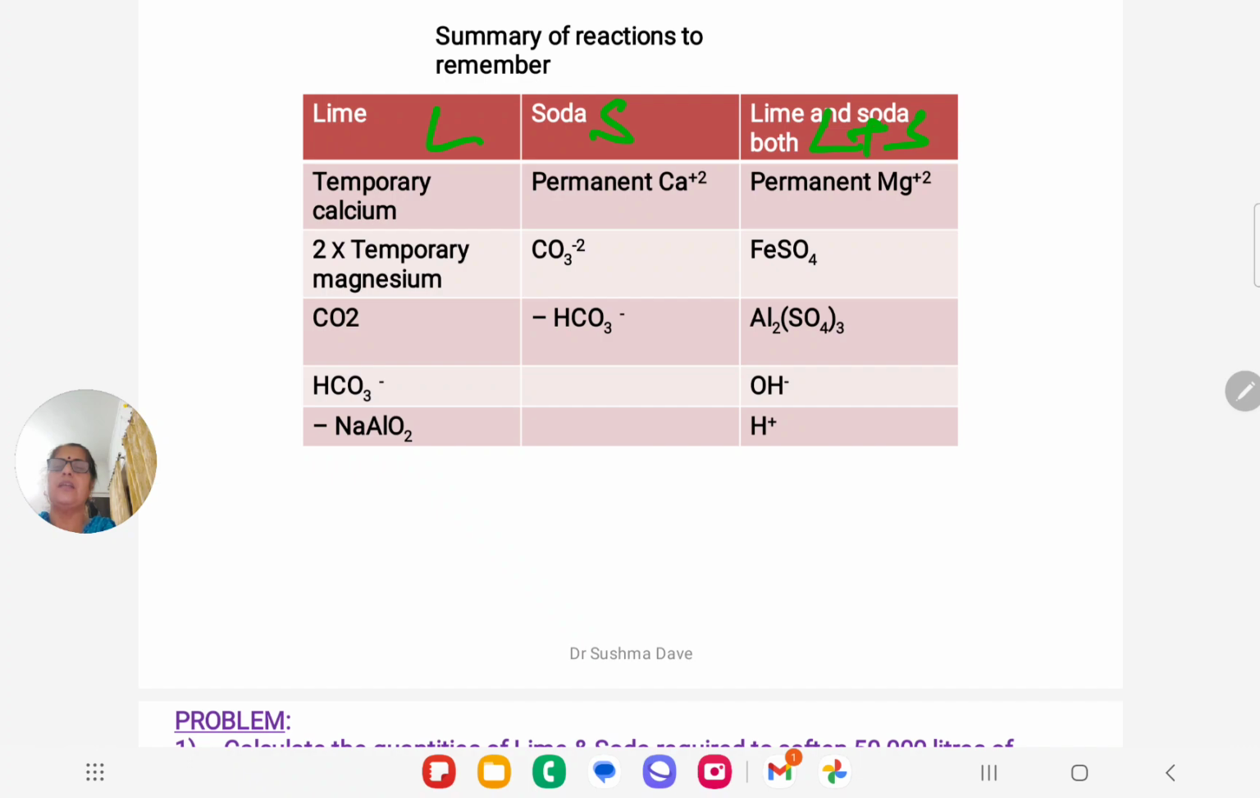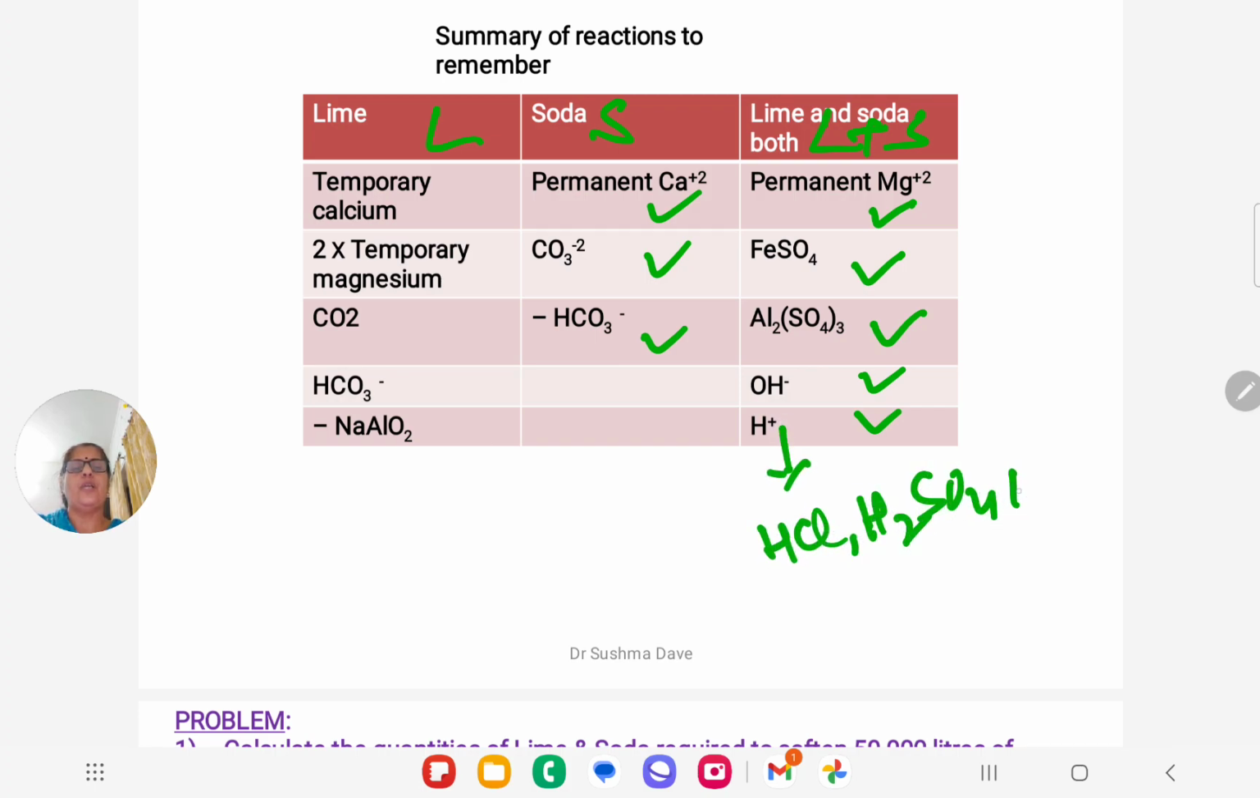Temporary magnesium requires lime, 2 times temporary magnesium. Carbon dioxide requires lime, bicarbonate requires lime, and sodium aluminate is subtracted from the lime requirement. Similar is the case with permanent calcium carbonate ions and bicarbonate ions. If they are present in water, they will require soda or deduction of soda. Here in all 4 cases: permanent magnesium, iron, aluminium, hydroxyl ions and H plus. The source of H plus is HCl, H2SO4 and HNO3. In all 3 cases, the requirement is L plus S.